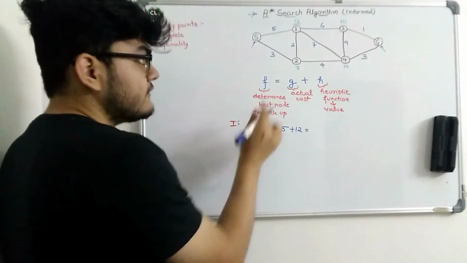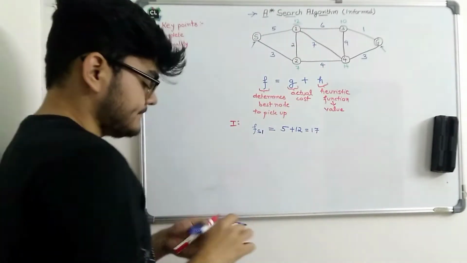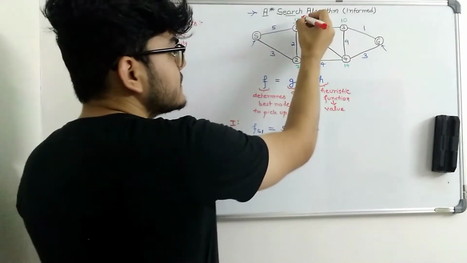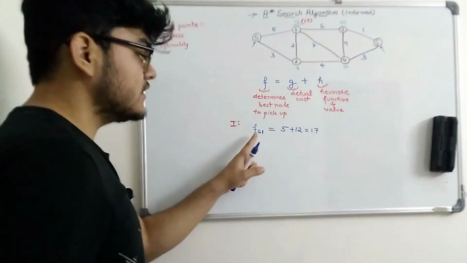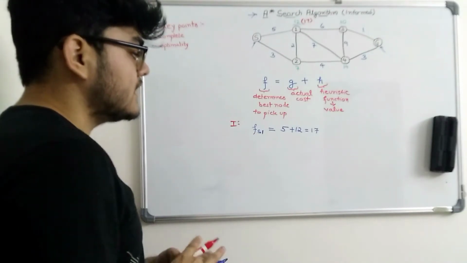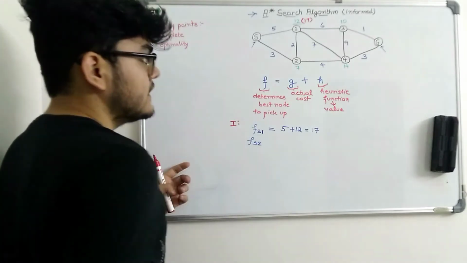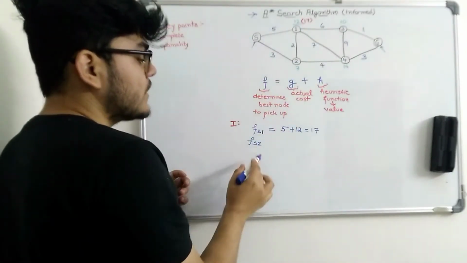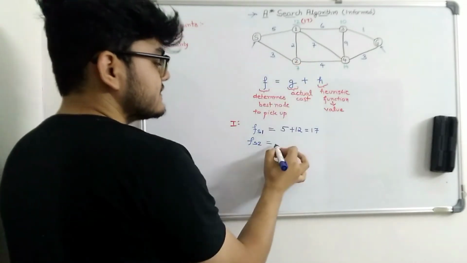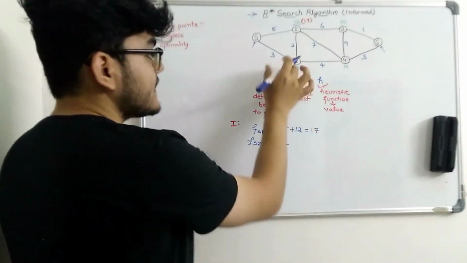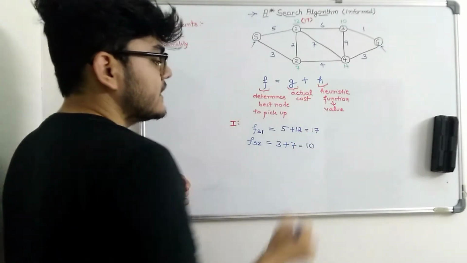So the value of f of s of 1 is 17. So here I am just going to write here in red color 17, which is the value of f. Now let's calculate f of s of 2. Right, so from s to 2, what is the value of f? g plus h. g is 3, h is 7, which is equal to 10.